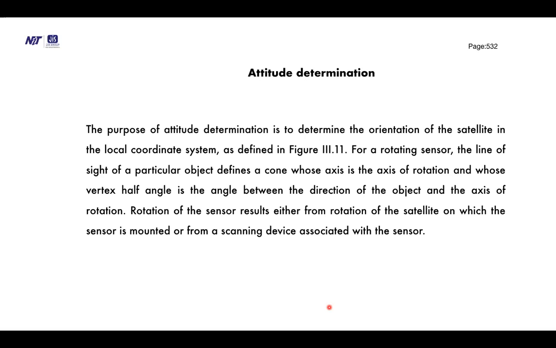Attitude determination. The purpose of attitude determination is to determine the orientation of the satellite in the local coordinate system as defined in the figure. For a rotational sensor, the line of sight of a particular object defines a cone whose axis is the axis of rotation and whose vertex half angle is the angle between the direction of the object and the axis of rotation. Rotation of the sensor results either from rotation of the satellite on which the sensor is mounted or from scanning devices associated with the sensors.